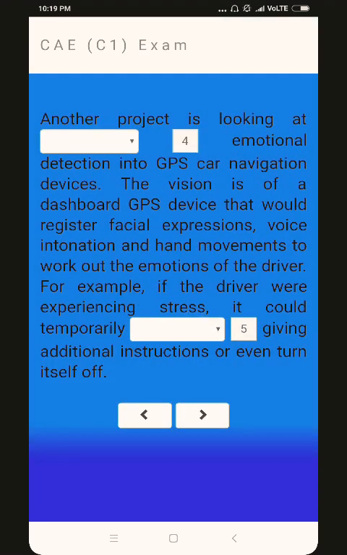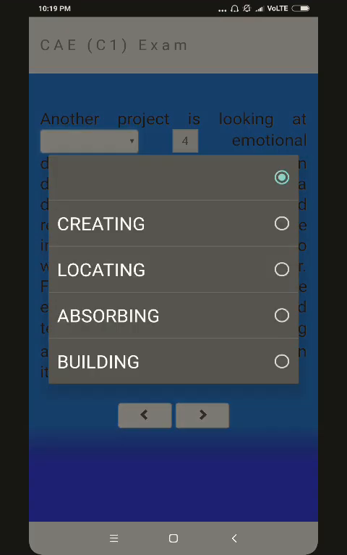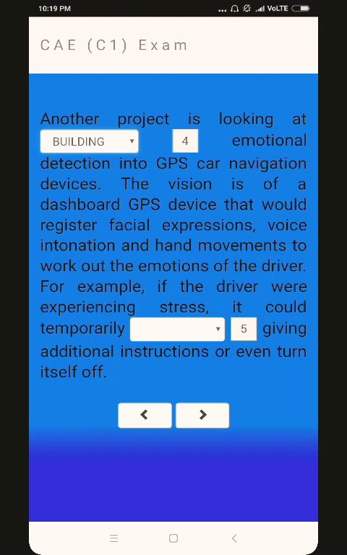Next, another project is looking at dash emotional detection into GPS car navigation devices. I think it will be building, because they cannot create, they cannot locate. Obviously they'll not be absorbing. So I think it is building.